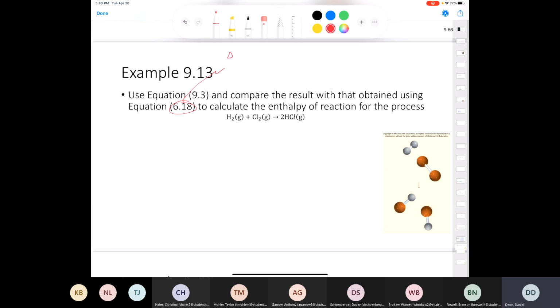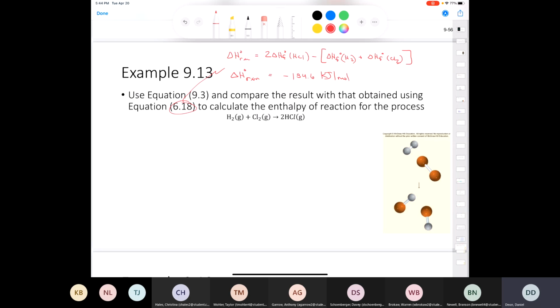Because we covered that in detail in chapter 6. So the delta H for this reaction would be equal to 2 times the delta HF of HCl, subtract the delta HF, the change in the heat of formation, of my H2 plus the delta HF of my Cl2. I should put brackets here to be consistent. And when you do that, you get the delta H of the reaction is equal to negative 184.6 kilojoules per mole. So again, that's using the chapter 6 method.